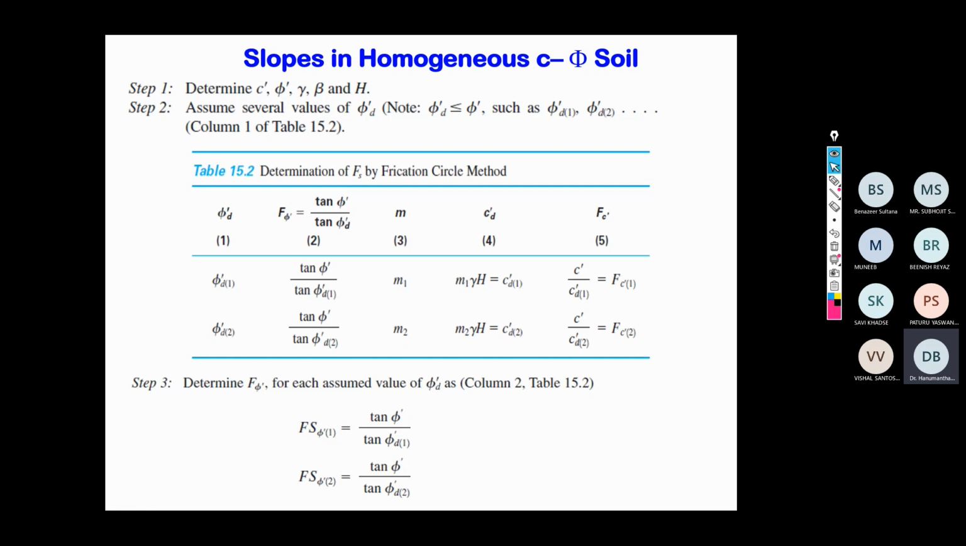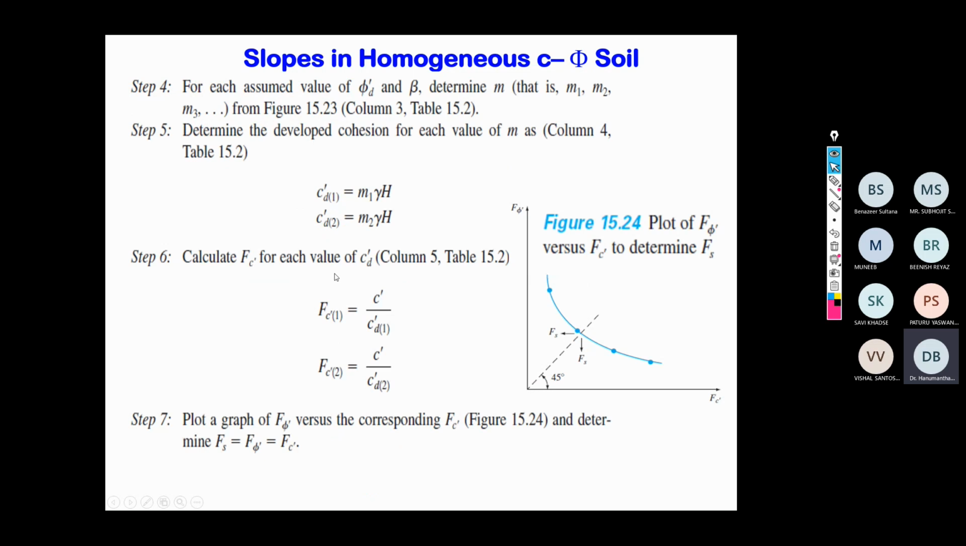Then in step 2, calculate the factor of safety F_phi, that is the factor of safety as a function of friction, which is defined as tan phi' divided by tan phi'd. So tan phi' is a given value, and tan phi'd is the assumed value in column 1. Here determine F'_phi for each assumed value of phi'd as column 2. So this is column 2. Once I know F'_phi, tan phi' by tan phi'd.